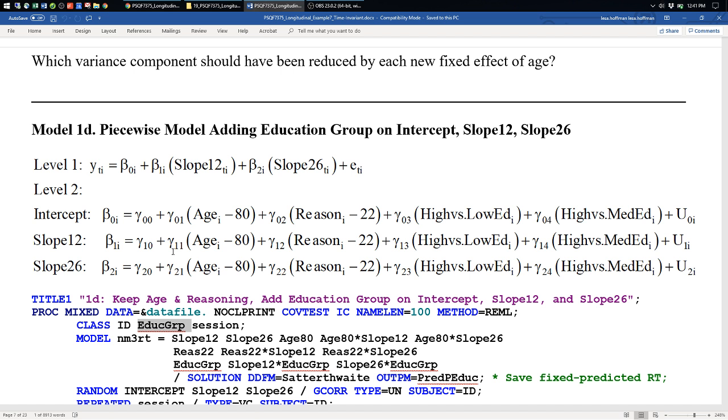So the dummy coding that SAS does for you by default is convenient. It may not be the most direct way to answer your questions. So just think about that, as you have the flexibility to treat these groups however you like.